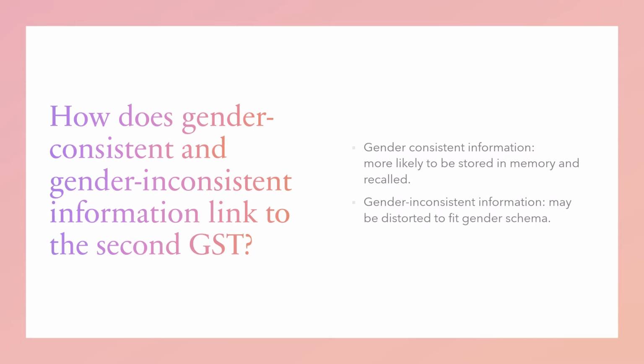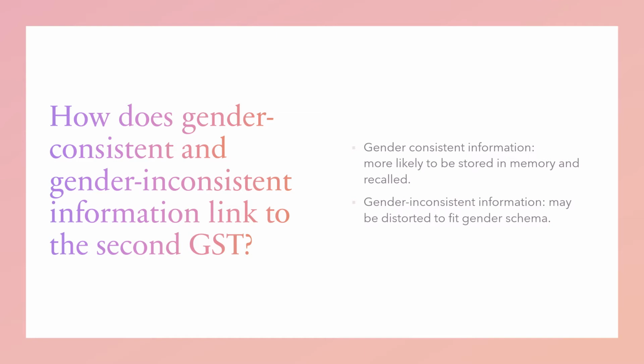How does gender consistent and gender inconsistent information link to the second GST? The second GST was Martin and Halverson's schema theory, and they found that gender consistent information was more likely to be stored in memory and recalled. So, for example, I gave you the example of the little girl who likes playing with dolls. So information about dolls is more likely to be stored, whereas information about football, she will forget quite easily.